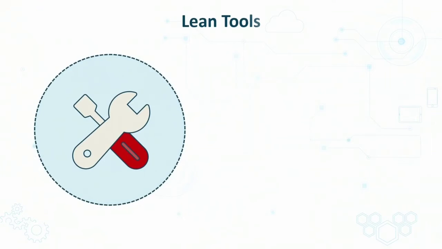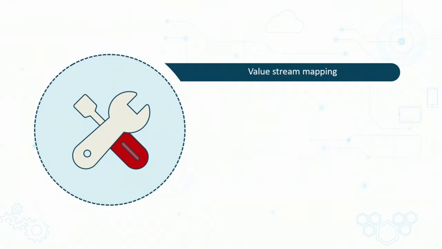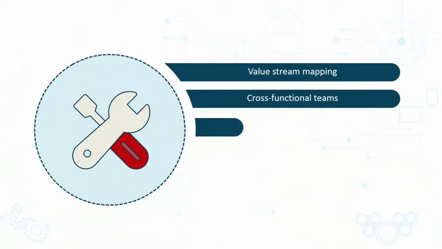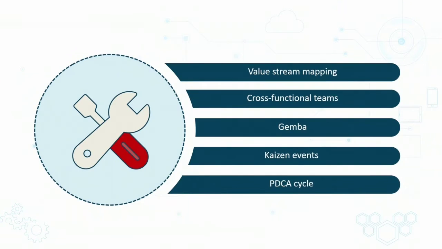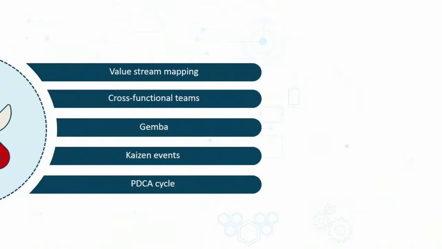The initiative began by targeting low-hanging fruit. This started the ball rolling and got everyone on board with the practice of continuous improvement. Eventually, a full range of Lean tools and techniques were used, including value stream mapping, cross-functional teams, and Gemba. Kaizen events and the PDCA cycle were also used.